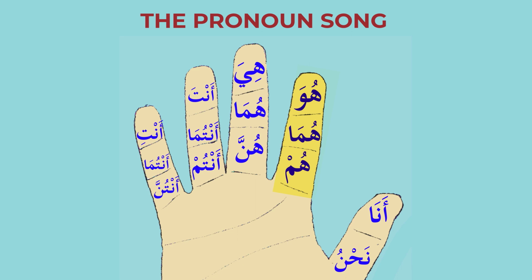Huwa huma hum, hiya huma hunna, anta antuma antum, anti antuma antunna, ana nahnu.